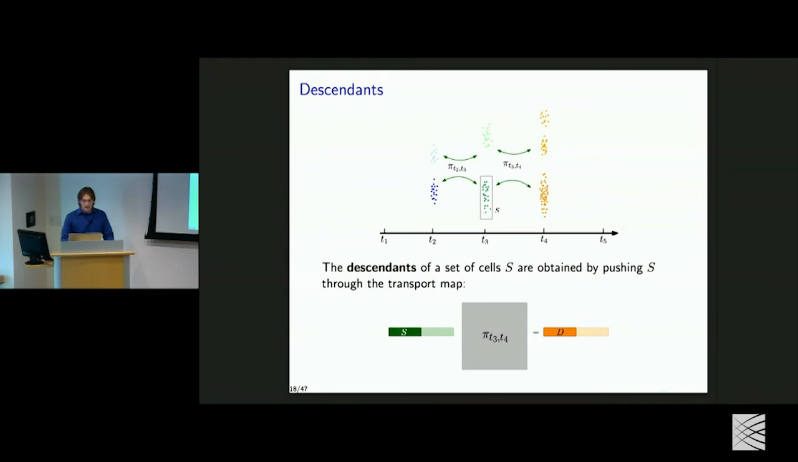And now given a set of cells, multiplying by this vector on the left will average those corresponding rows. So for all of the cells in this set S, you would average up all of those rows of the transport map. And that would give you one distribution over descendants.